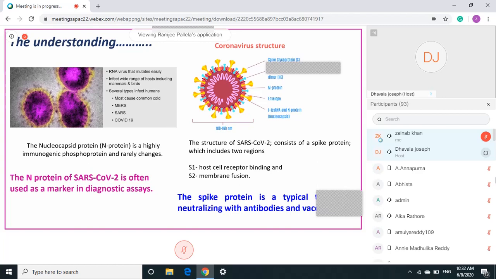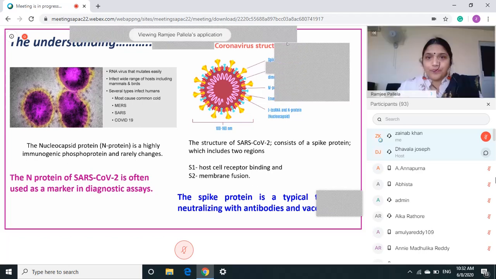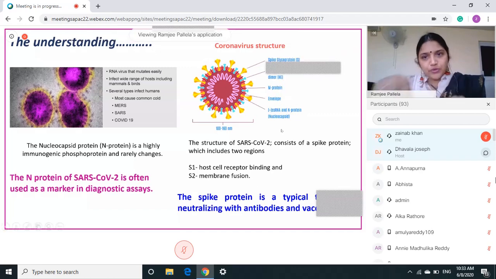Okay? Yes, ma'am. Okay. So what happens is this virus has two main structures. One is the spike proteins and then the nucleocapsid. You can see this zigzag kind of pink structure, right? So this is the nucleocapsid of the virus. Both of these are very important for us because the nucleocapsid is generally used as a marker in diagnostic assays, and the spike proteins generally are used for vaccine development because they are the immunogenic part of the virus. So it consists of two regions: S1, which is responsible for host cell receptor binding, and S2, which is responsible for membrane fusion.